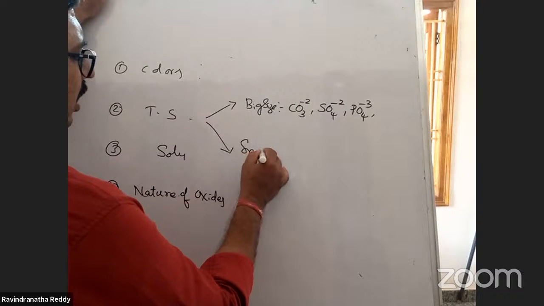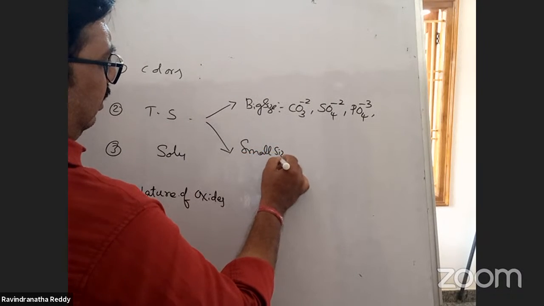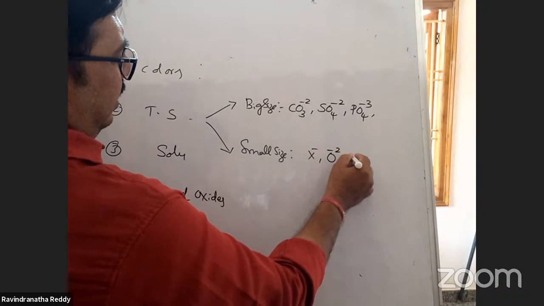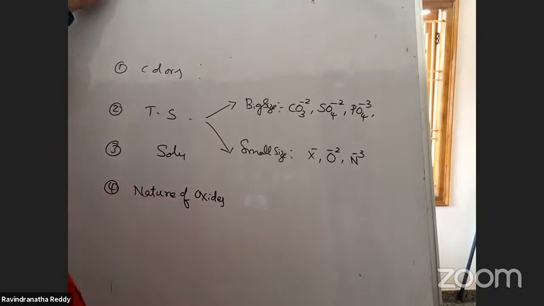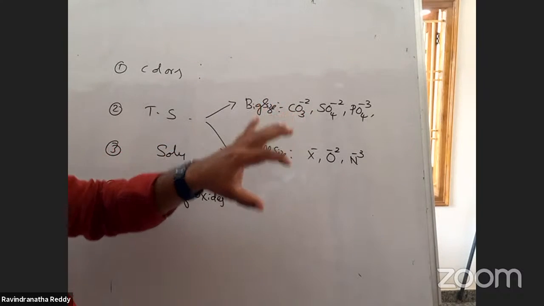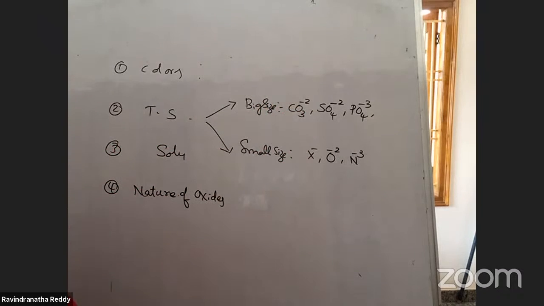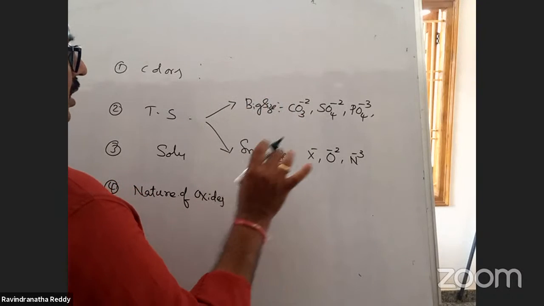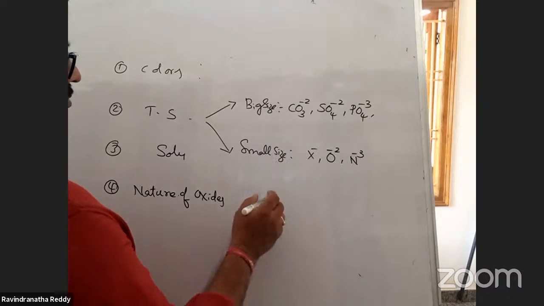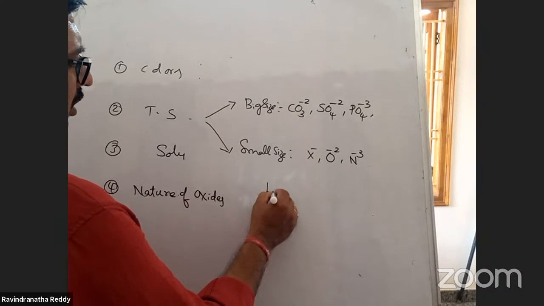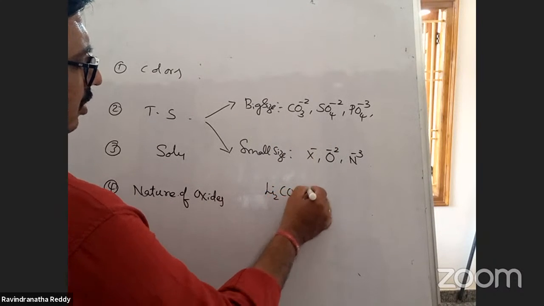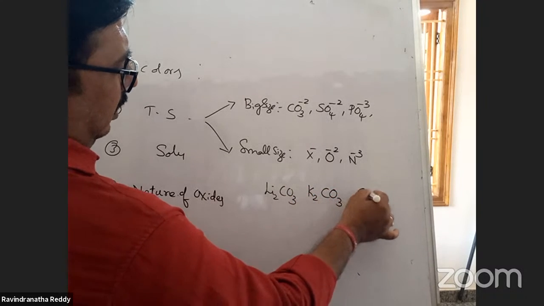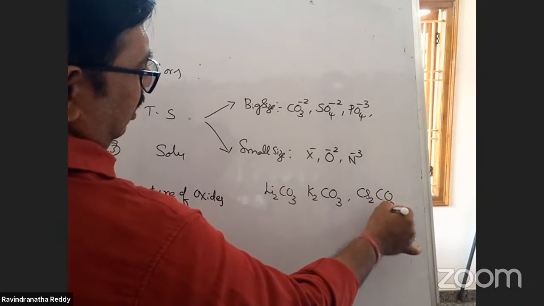Small size ions are halides, oxides, nitrides. When cation and anion are both big size, thermal stability is more. You can apply that right now. Big size cation, big size anion, thermal stability is more. Lithium carbonate, potassium carbonate, cesium carbonate. Which is more thermally stable?